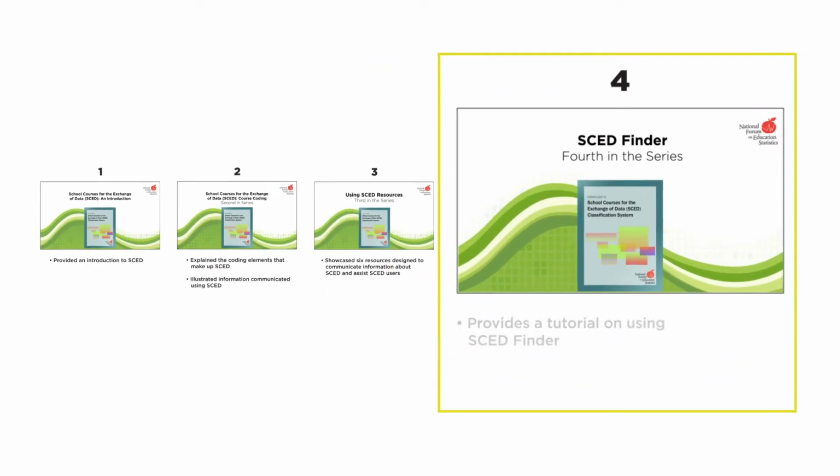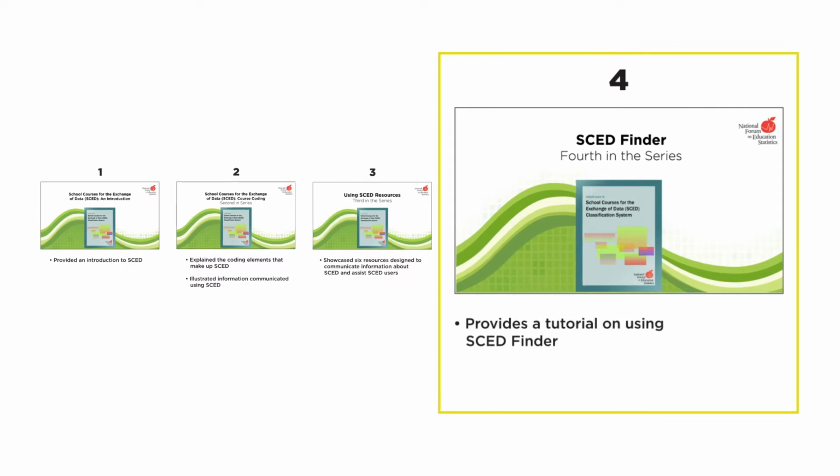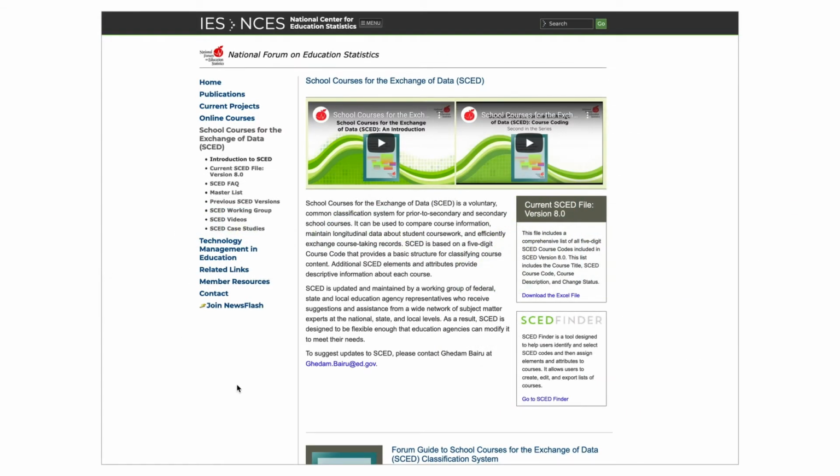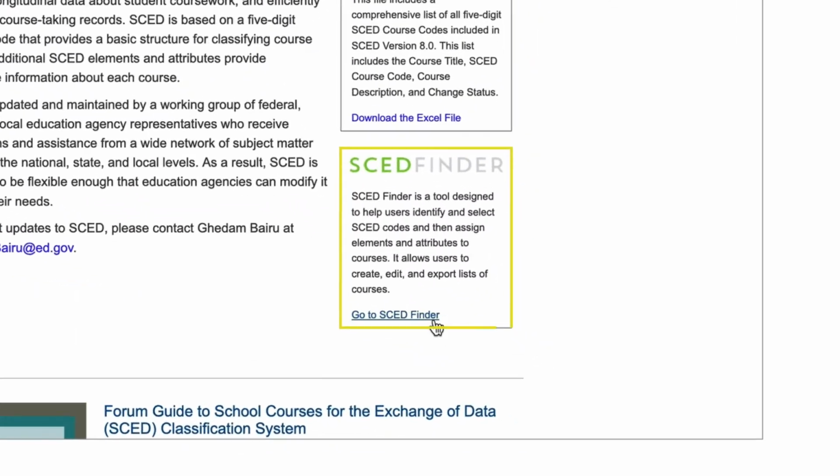SCED Finder is an online tool designed to help you identify and select SCED codes. This fourth video demonstrates how to use SCED Finder to search and browse SCED codes, build a complete 12-character SCED identifier, and create a list of courses that can be saved and downloaded. Let's go to the SCED Finder tool.